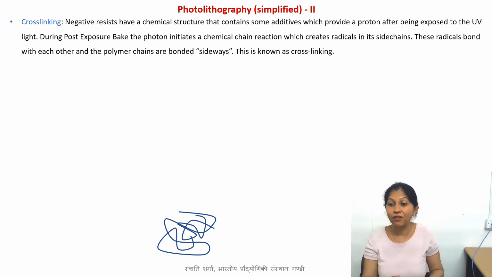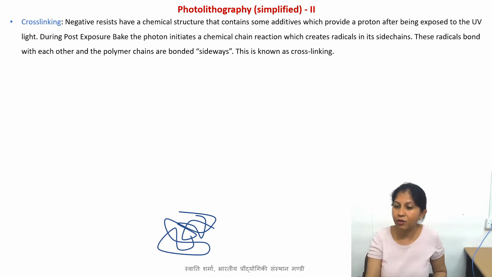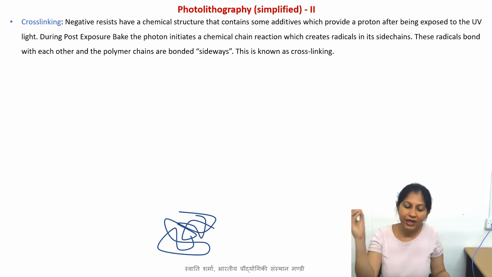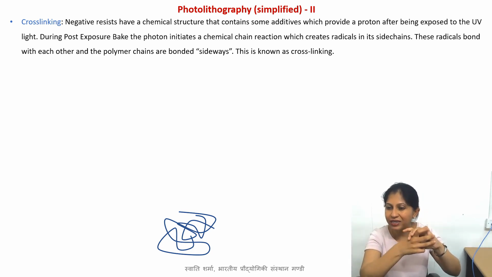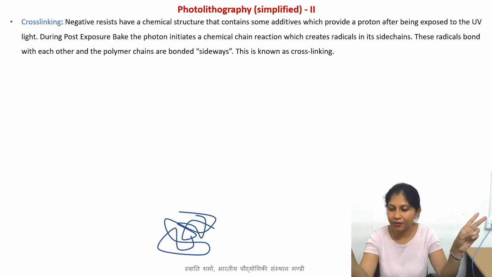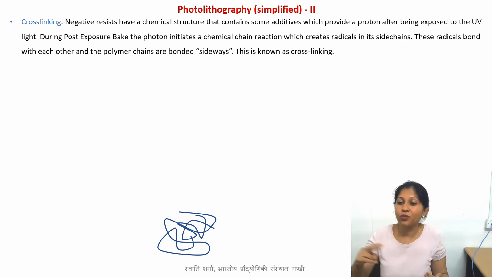Polymers, you know, have a lot of long chains, right? And they are randomly oriented long chains. The polymer looks like this. And now on the sides, you will typically have the epoxies. When the photoinitiator opens the epoxy, it bonds with the neighboring epoxy sideways, and that is why it's called cross-linking. And this reaction then produces one more proton.